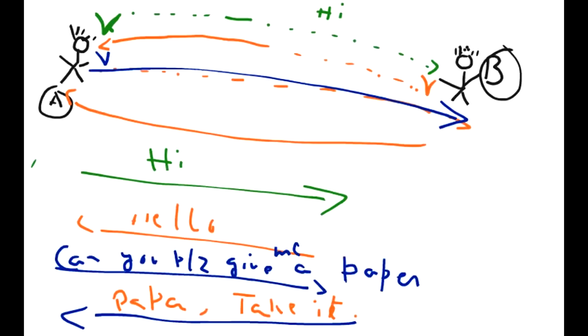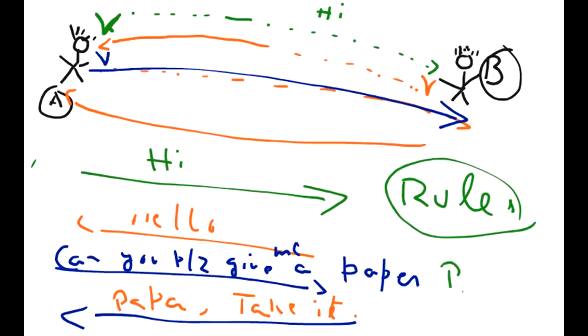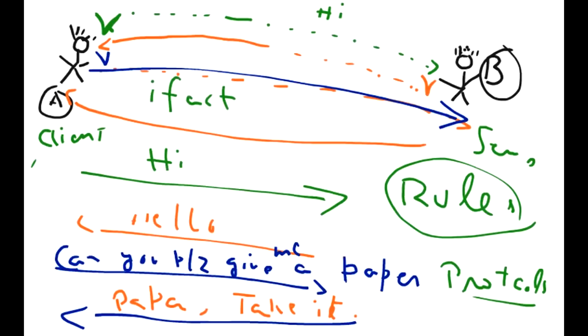So friends, as you have seen, these two persons are communicating with each other, and they are following some rules, that is, they are following some protocols to communicate with each other. And we can consider person A as a client and person B as a server. So client says hi, server says hello. Client says, can you please give me a copy of this web page on ifactionary.com? And if the server is able to provide a copy, then he gives it back to the client.